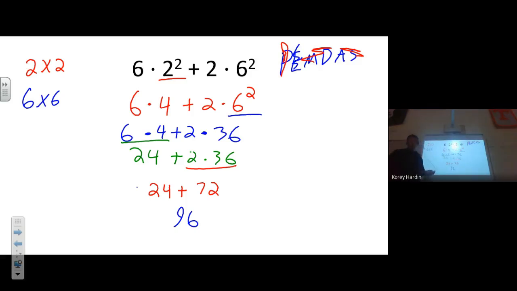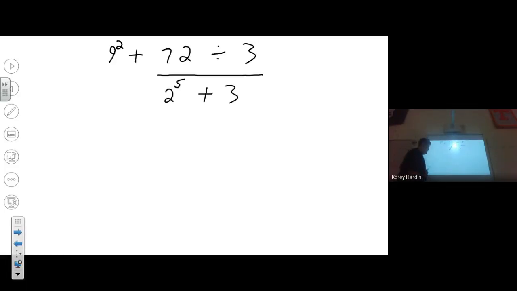I don't know what 26 times 36 is, but I can tell you the number's a lot bigger than 96. So be very careful with what you're doing with these. Last one. If you want a challenge, the good old higher order thinking question right here, go for it. Pause the video and try it, but this one is pretty difficult.